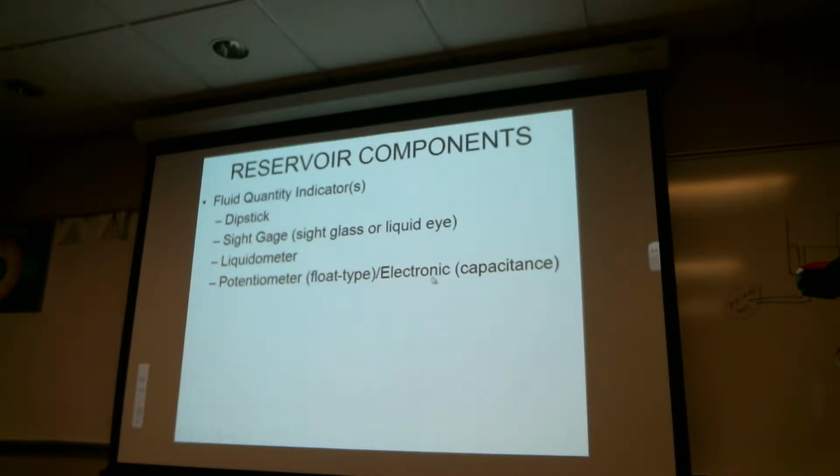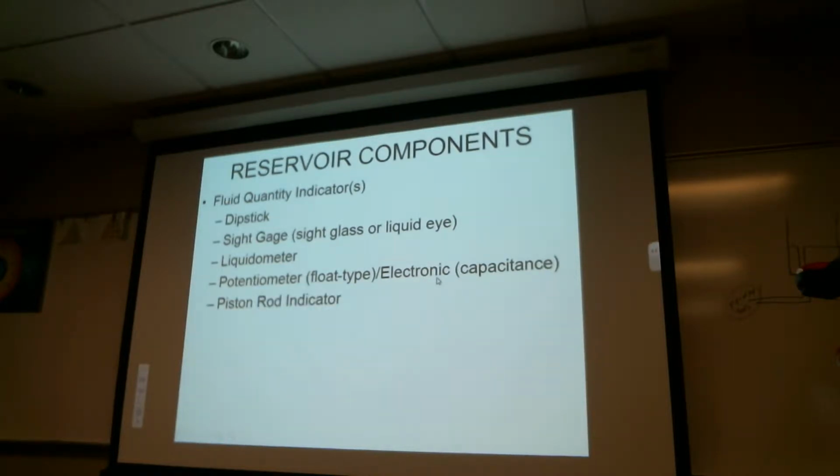Some hydraulic systems also have an electronic means by capacitance of determining fluid quantity. This is common more so for fuel in aircraft, because quantity can vary based on density of fluid, so they prefer to use capacitance for indication of quantity. But we could do it by hydraulic methods as well.